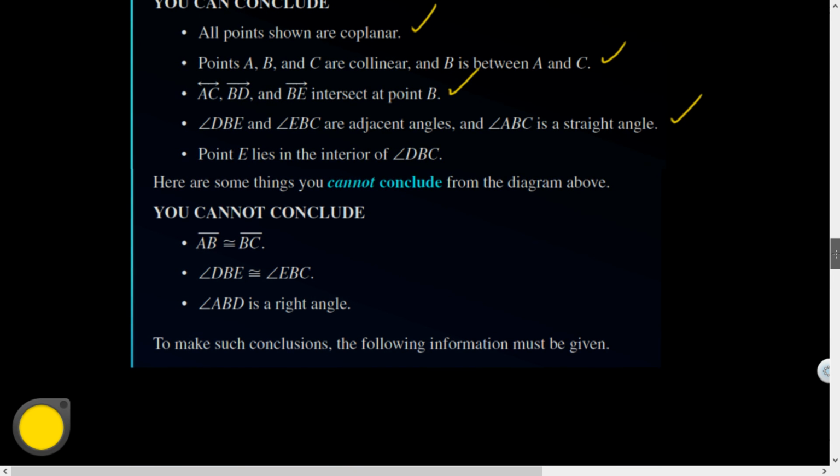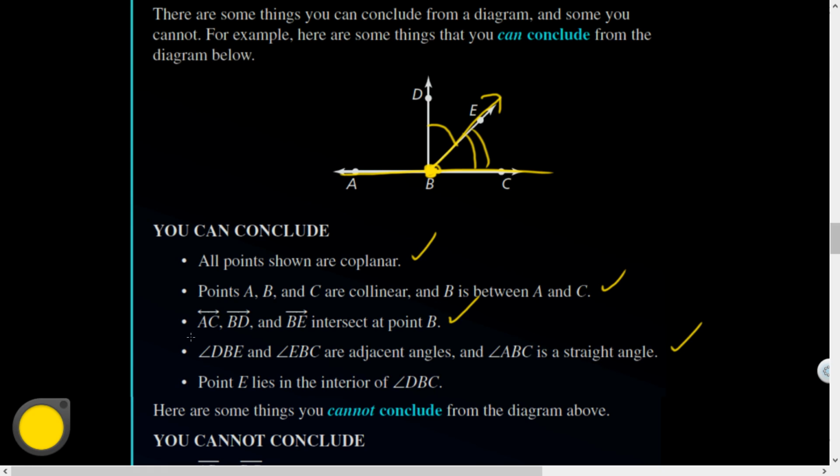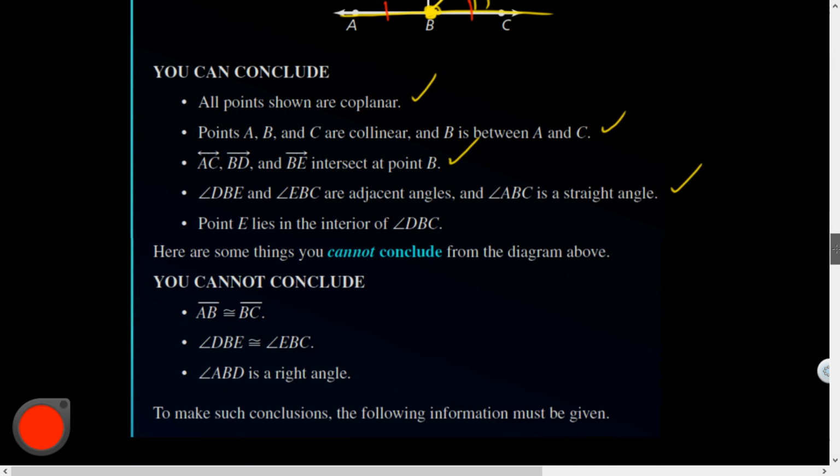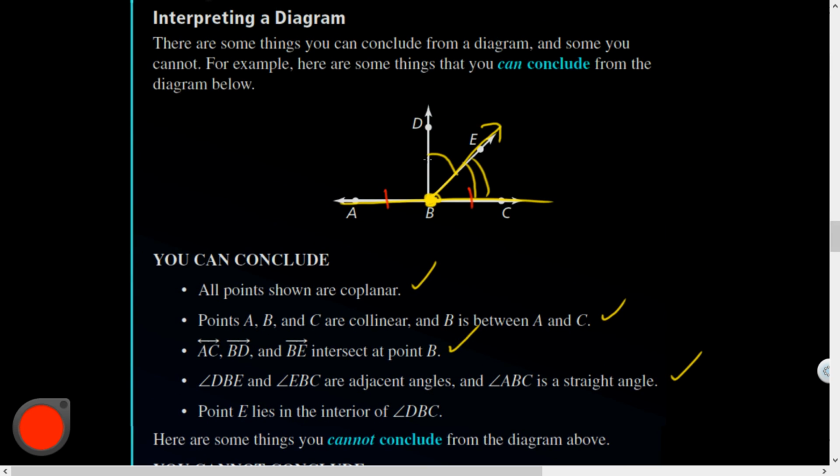I can't assume that AB is congruent to BC. Here, I'll even label it. AB congruent to BC? Wrong. I don't know that. I wasn't told that B was a midpoint. So just because it looks like it doesn't mean it's true. I cannot conclude that these two angles are congruent. I don't know that. I wasn't told that this was an angle bisector. I wasn't told that, okay?